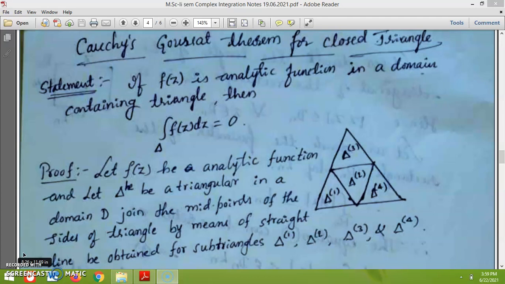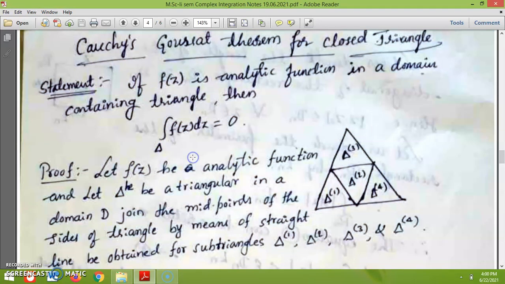So the statement of this Cauchy-Goursat theorem for a closed triangle: if a function f is an analytic function in a domain that is a triangle, then the integration of f of z over the closed triangle is 0.